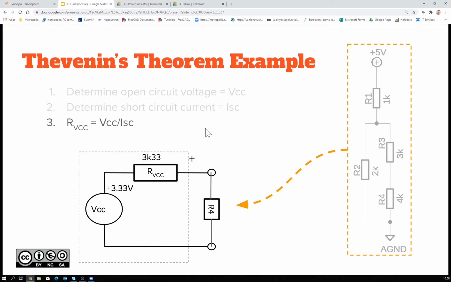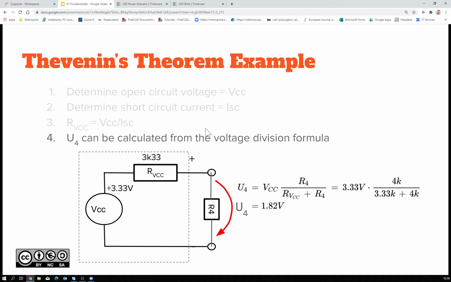Okay, and finally we have the model: VCC is 3.33 volts, and RCC is 3.33 kilo ohms. And we have a model there. Finally, the question was about U4, and U4 can be calculated from the voltage division formula. Great! It's about 1.82 volts.